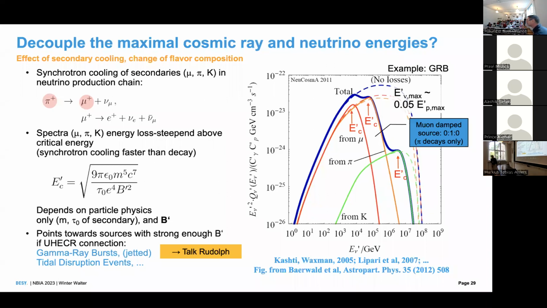If you make a cut here, for instance, at a reasonable energy, whatever that would be. So this is in E prime. I was hiding this fact a bit. E prime is the energy in the shock rest frame. So you have to boost this by the Lorentz factor of the source as well. So maybe a reasonable number here would be 10 to the 5 or 10 to the 6 GeV as a cutting point. Then one could try to search for this effect. And of course, it would be a unique indicator for a source class with strong magnetic fields, for instance a tidal disruption event or GRBs, like low luminosity GRBs or something like this. Thank you.